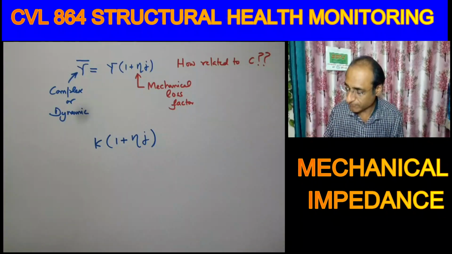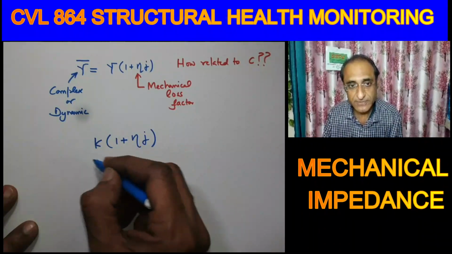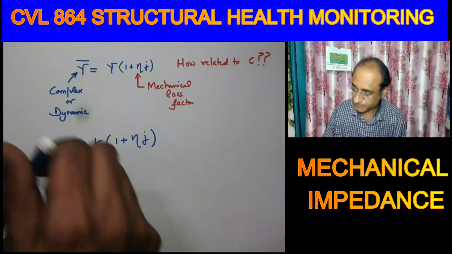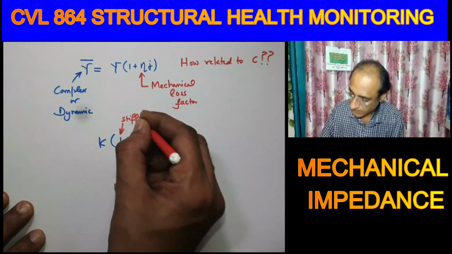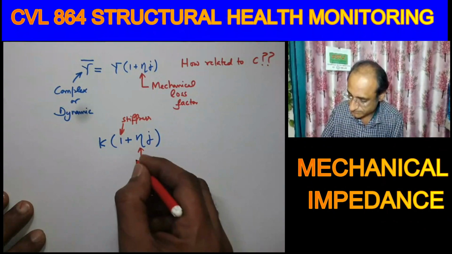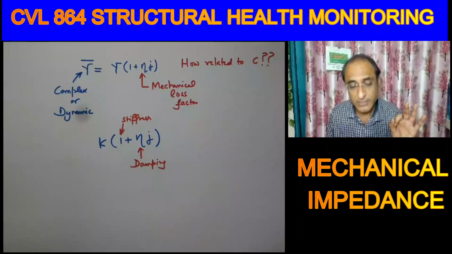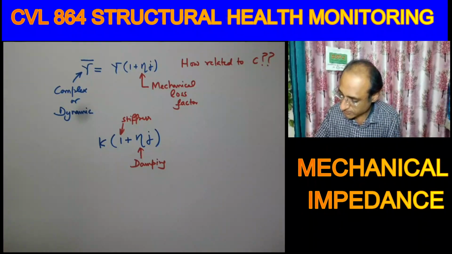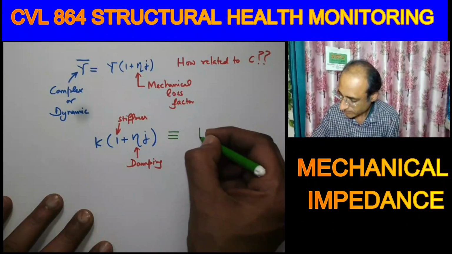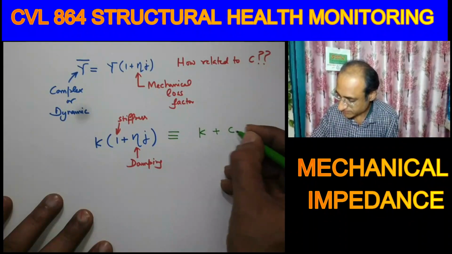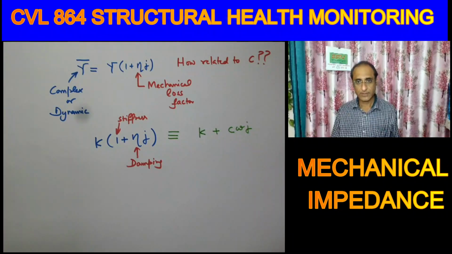So what we have done is we have introduced complex stiffness. We have the stiffness term, and eta is for the damping term. We are assuming that we are not considering inertial forces right now, only the stiffness and the damping terms. So this should be equivalent to K plus C omega j. These two should be equivalent. That's how we are going.